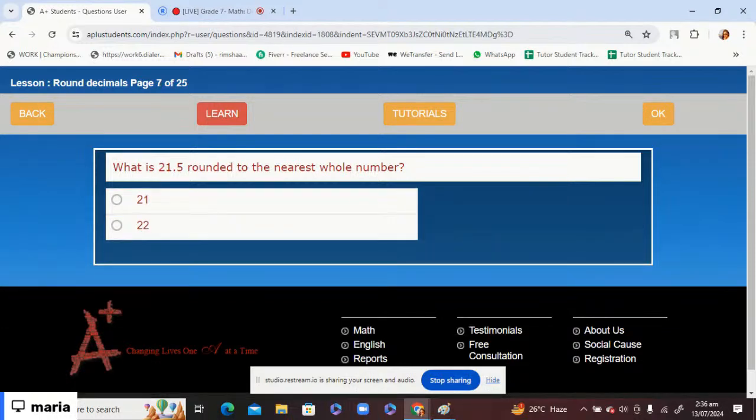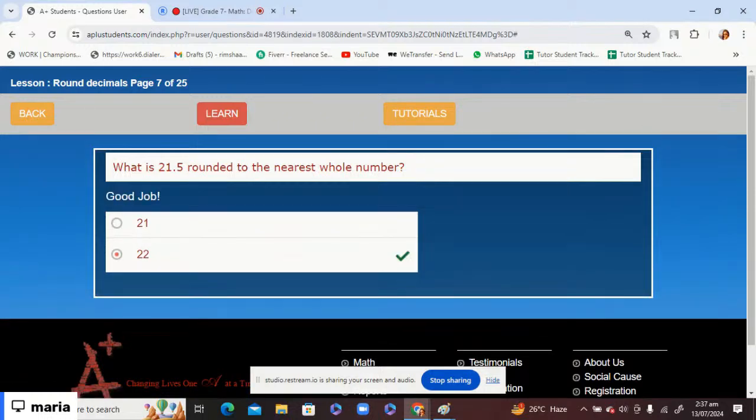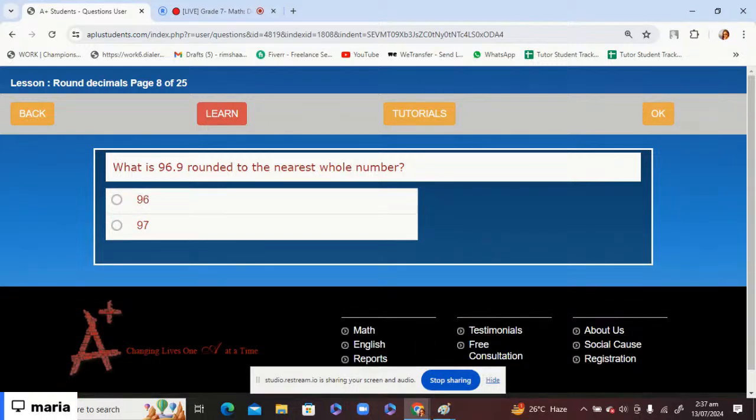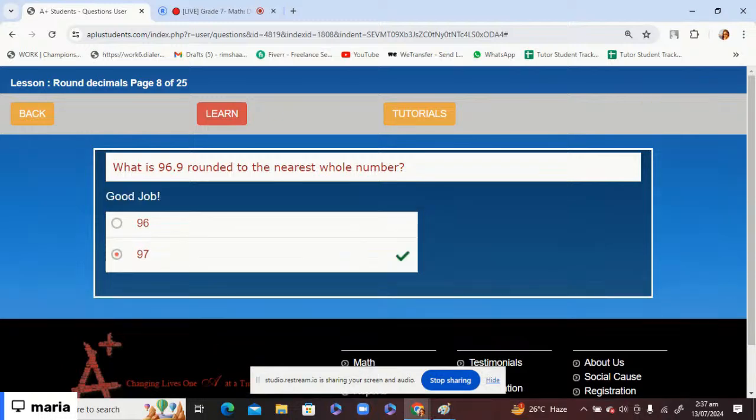What is 21.5 rounded to the nearest whole number? It's 21 and then point 5. Look at here, now it's 5. It means that you can change into 22. Got it? It's 5 or greater than 5, so you can change. What is 96.9 rounded to the nearest whole number? It's 96 and point 9. Point 9 is greater than 5, so it would be changed into 97. Hope you guys understand this lesson as well.